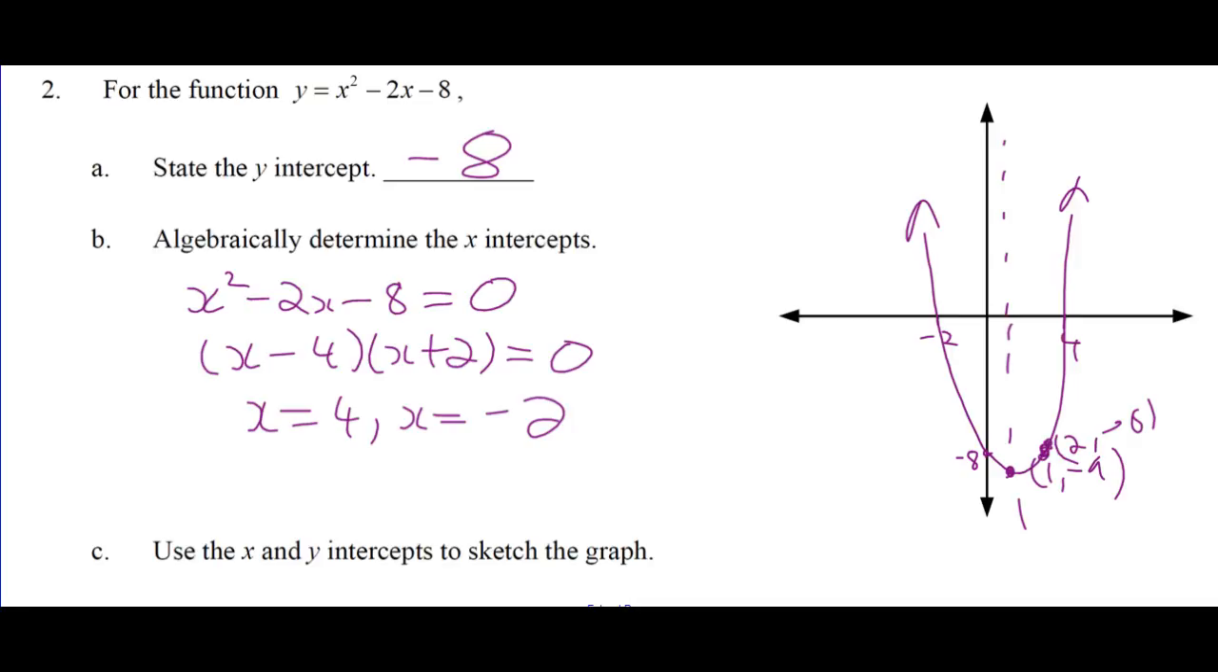Okay, nice sketch. Okay, labeled nicely. Give me a nicely labeled sketch. That's all I ask for. Right?